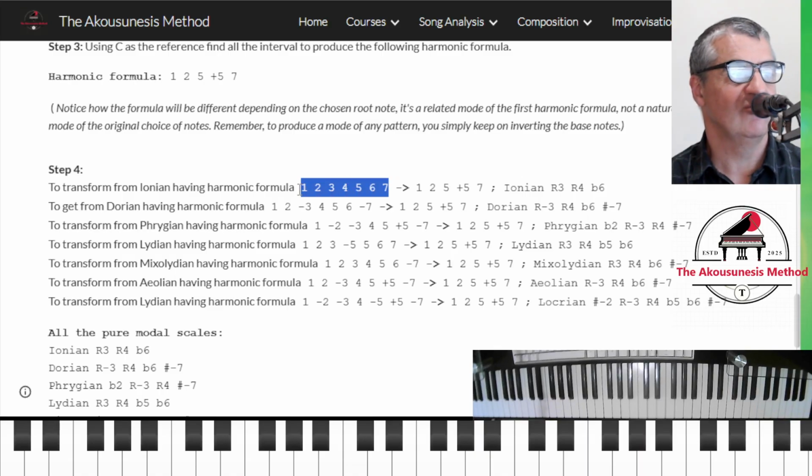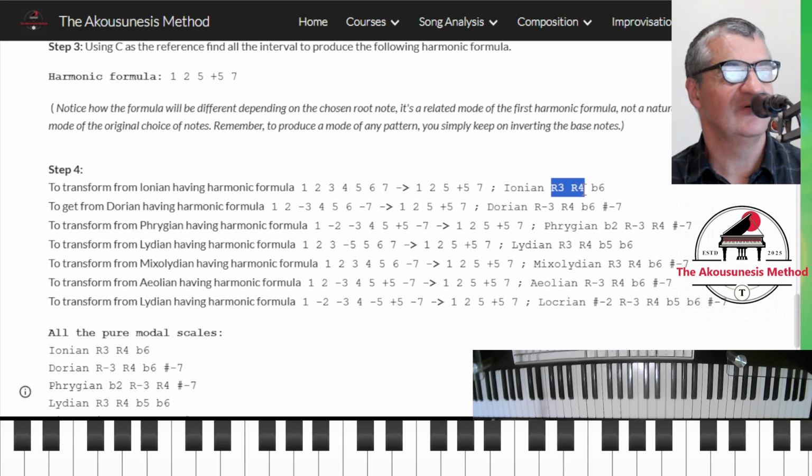All right, so all we do is compare. 1 to 1 is going to be the same. It's a root note. 2 to 2, so we do nothing. We don't need to add any operations because we're not transforming it. We have a 3 and a 4 there, but we don't have a 3 and a 4 here. So we can remove the 3 and the 4. Ionian, remove 3 and 4. Then we've got a 6 and a plus 5. Well, to get to a plus 5 from a 6, we can just flatten the 6th, and that will get us to the plus 5. And it has a 7 and a 7.